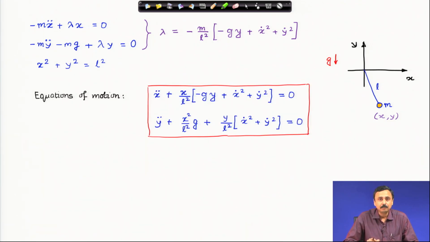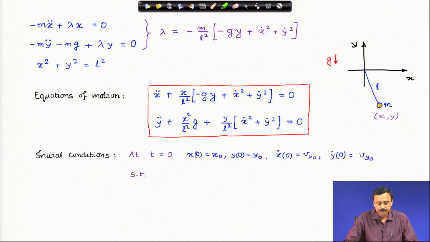Now, these are completely independent, self-standing equations of motion, 2 equations in 2 unknowns. Lambda has been eliminated. With 2 equations and 2 unknowns I should be able to solve, but then there is a catch. Can I, for example, specify x and y independently? Of course, I cannot. Can I specify x dot and y dot independently? I cannot. Why? Because they are all related by the constraints, remember.